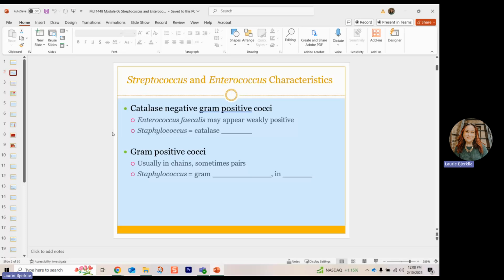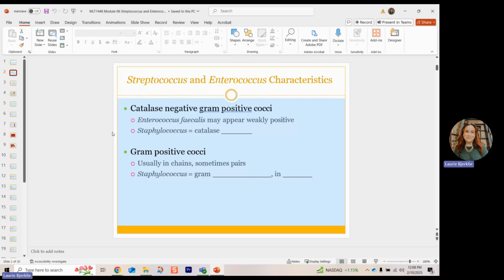Again, catalase is a test you perform in the lab with hydrogen peroxide as a reagent, and it's looking to see if these bacteria have that catalase enzyme, the ability to break down the hydrogen peroxide into oxygen and water. When it breaks it down, it bubbles with the oxygen appearing. So Staph are definitely bubbles, catalase positive, whereas Strep are catalase negative, and Enterococcus is kind of a little bit in between.